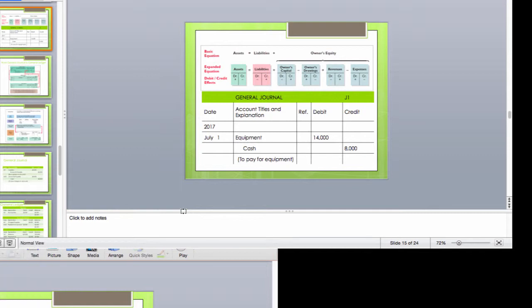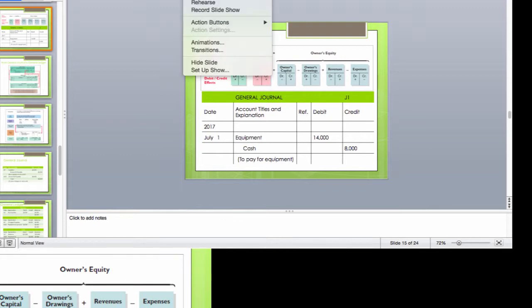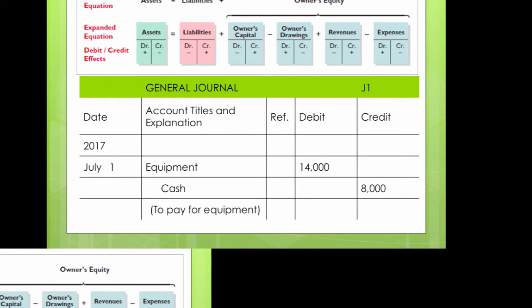So let me put this into slideshow. Okay, this visual shows a complete journal entry. Just down here, you have the date of the transaction, the account titles, and the amounts to be debited and credited. And one thing you notice is that the first line is not indented. This is the first transaction.